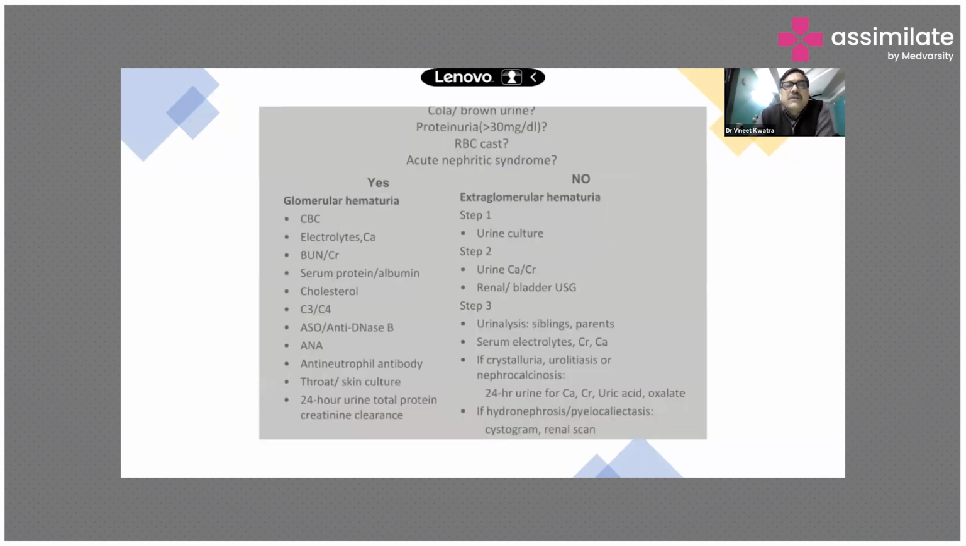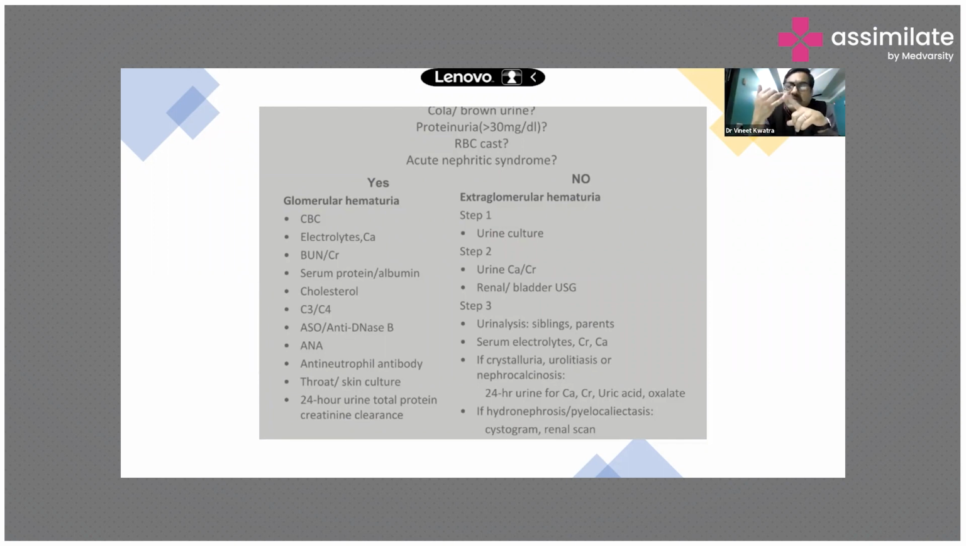Now if the child has cola-colored urine, which is basically a glomerular cause, or RBC casts, where we find proteinuria of more than 30 milligrams per liter, then I should think it's a glomerular hematuria rather than an extraglomerular hematuria. So if it's a glomerular hematuria, what is the set of investigations I will do further?